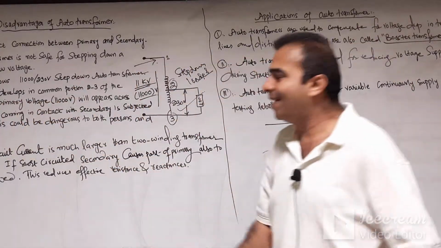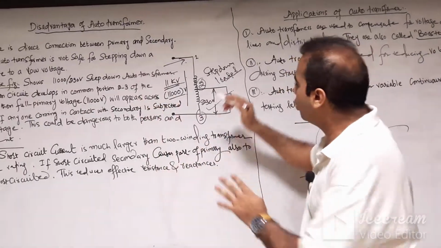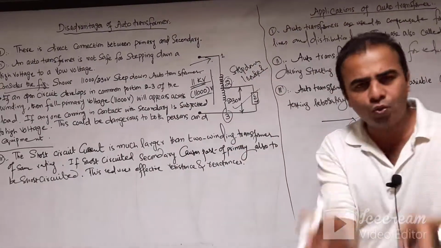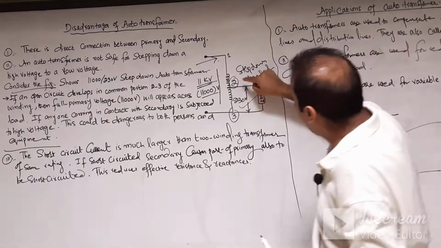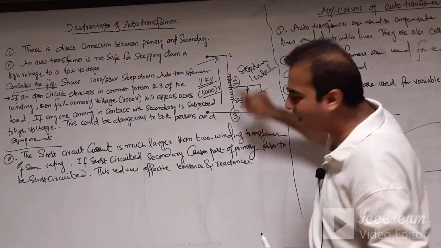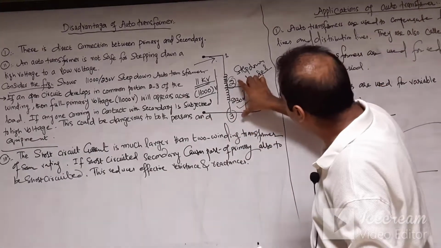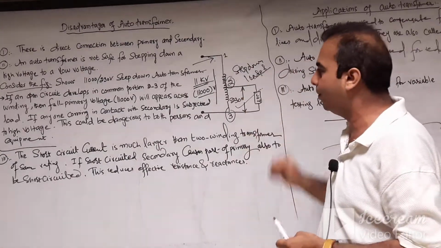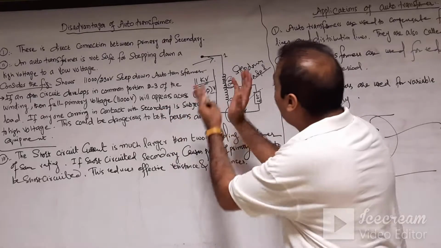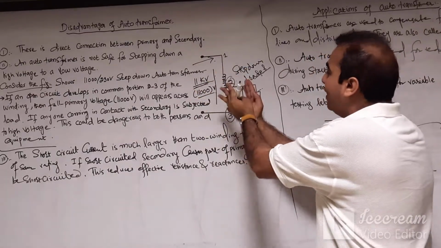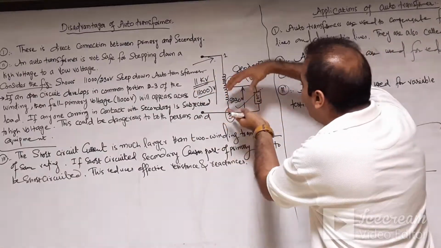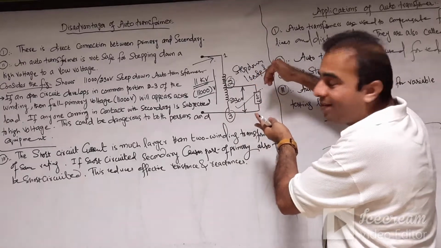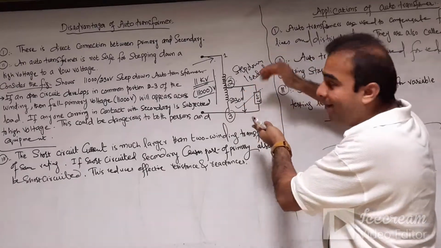If an open circuit develops in the common portion of 2 and 3 due to any reason, if the open circuit is developed in this 2 to 3 portion, the load side or secondary side portion, now the full 11 kV, 11,000 volts, will appear across this 230 volt side, your low voltage side.